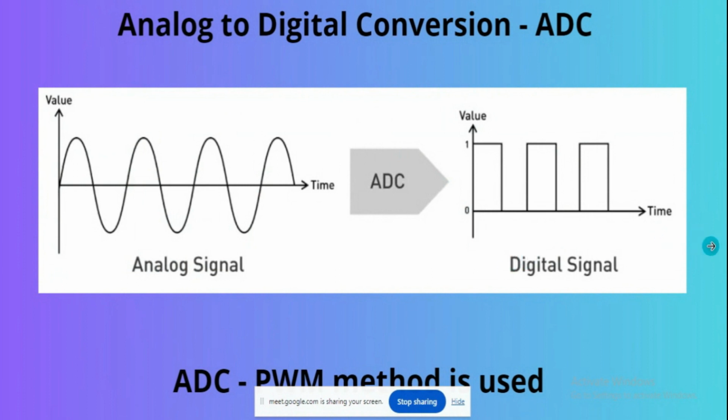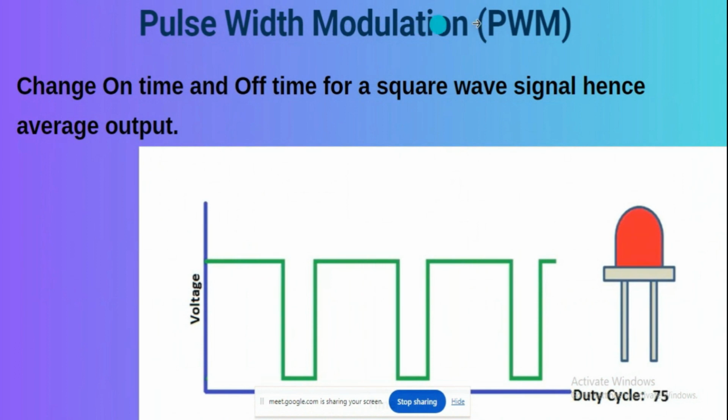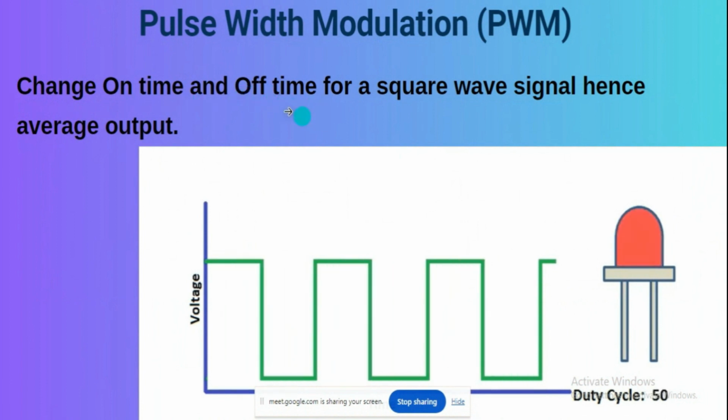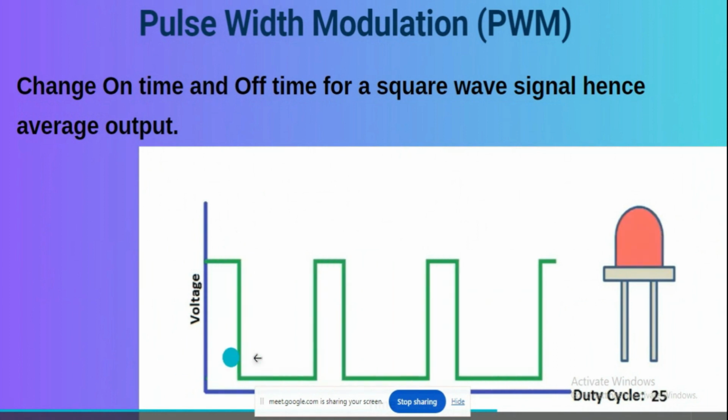So what does PWM mean? Pulse width modulation means we are changing the on time and off time of a square wave signal to get the average output. If you look at this figure here, the voltage is the same, that horizontal line. Only the timeline, or this duty cycle, will change. According to that, if you look at this LED, you can see the brightness is changing. That is what is happening with the PWM.